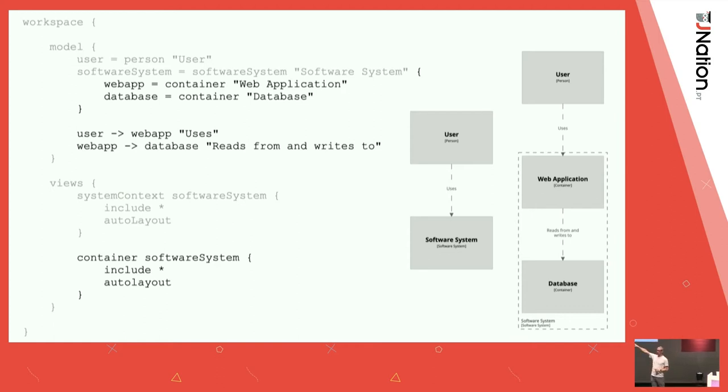We now have two relationships that we're defining here. We have a link between the user and the web application, and the web application and the database. We're keeping our system context view, and we're adding a container view. Include star, in this case, says include all of the containers inside the software system and things they are linked to, and apply automatic layout. So now this text gives us two diagrams. So now we're able to change the name of that user, regenerate the diagrams, and we can see those changes across all of our diagrams.